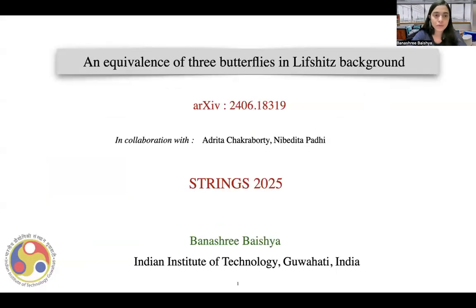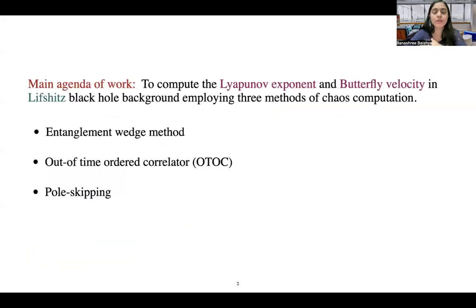This is the title of my poster, An Equivalence of Three Butterflies in Lifshitz Background. In this work, we have computed the Lyapunov exponent and butterfly velocity in this Lifshitz background, and we have employed these two methods of chaos computation. And we'll check whether these two methods are giving the same results or not.